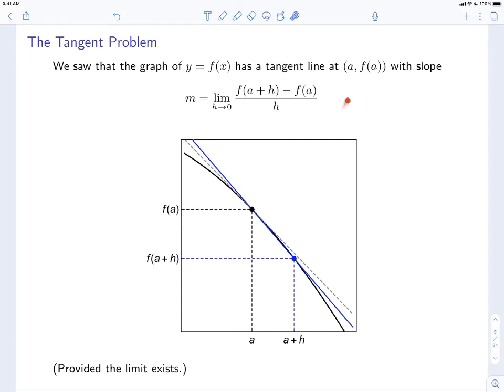That's really what we're doing when we compute this limit. This quantity right here, f(a + h) minus f(a) divided by h, is the slope of the secant line. This is the slope of the blue line for any given h. This is the difference of the y values divided by the difference of the x values. You can see that the x values are a and a + h. So if we take a + h and subtract a from it, we just get h. In the limit, we get the tangent line. And so the slope of the tangent line is the limit as h goes to 0 of the slopes of the secant lines.